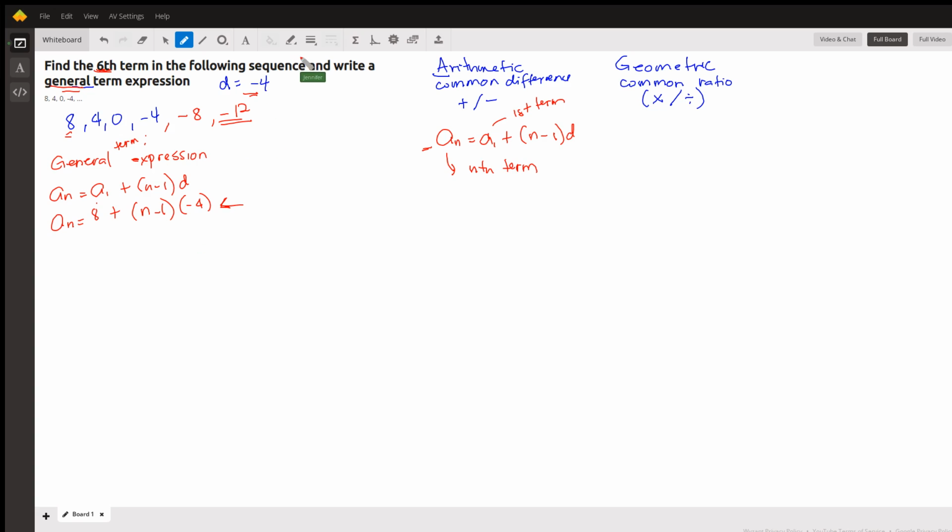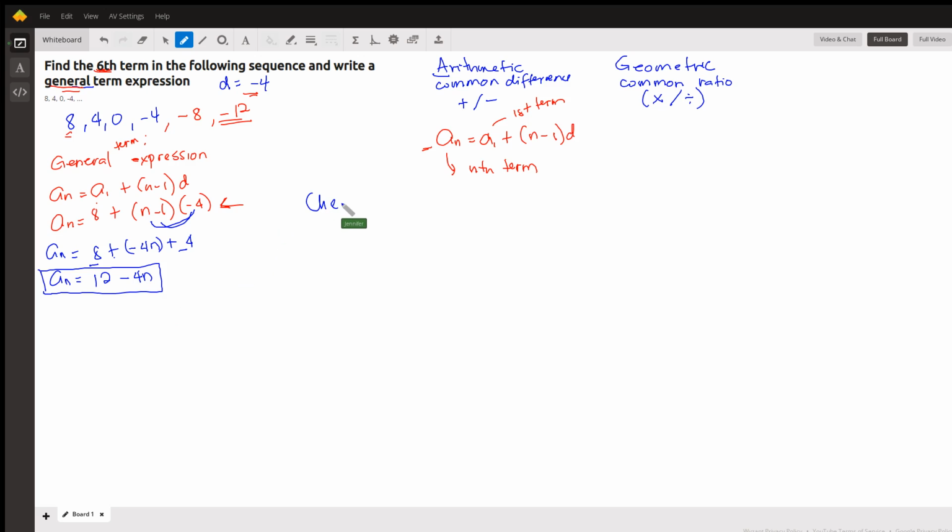In that case, we will distribute this -4. So now you have a sub n equals 8 plus -4 times n, which is -4n, and then -4 times -1 is plus 4. Combining like terms, 8 and 4 give you 12. So you have a sub n equals 12 minus 4n. This is your general term expression.